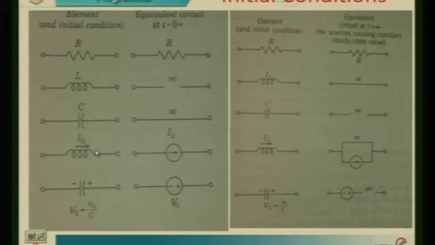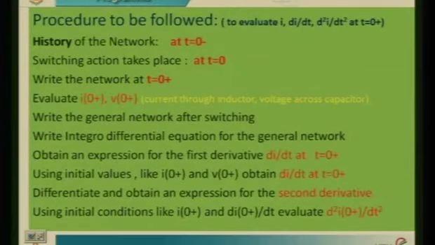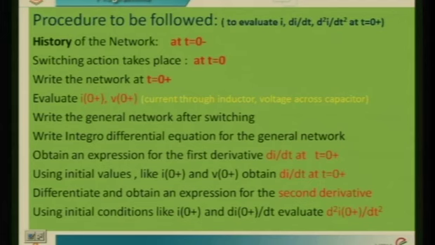Similarly, an inductor with initial current acts as a current source and finally a short circuit. A capacitor with initial charge across it will act as a voltage source immediately after switching, and finally it acts as a short circuit. With this in your mind, and we know the procedure to be followed, the same slide we saw in the last class, the history of the network. I will just go through this procedure.